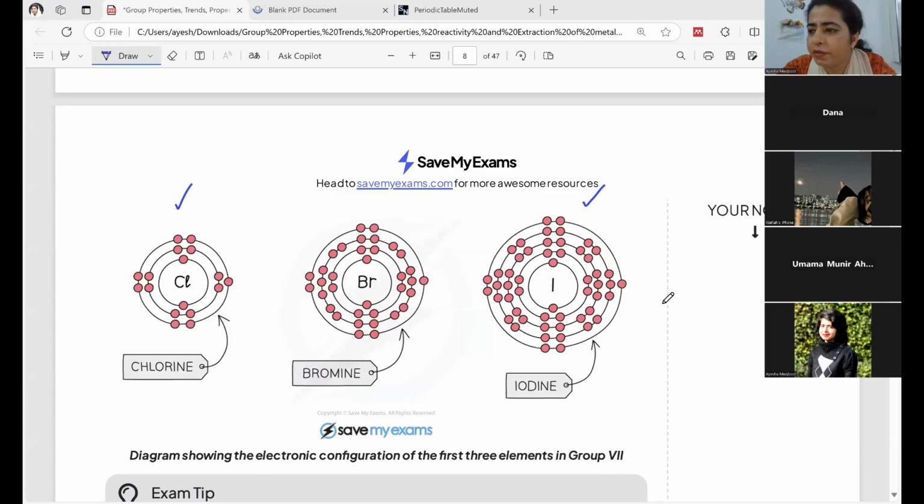Okay, Wafia, yes, your answer. What should happen to the reactivity of group 7 down the group?